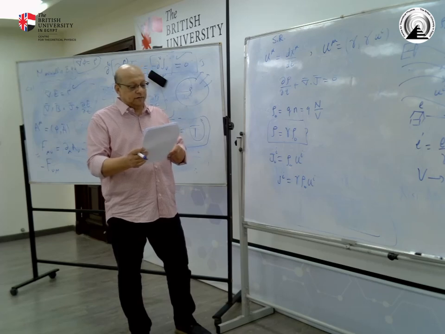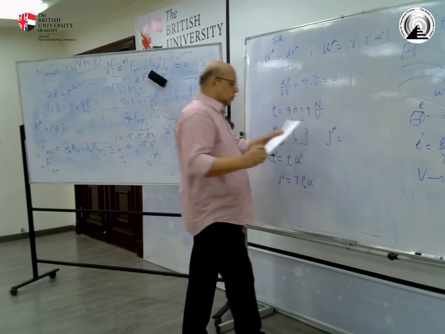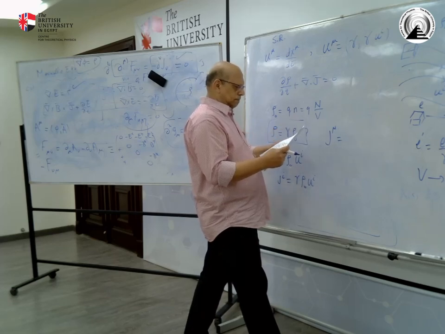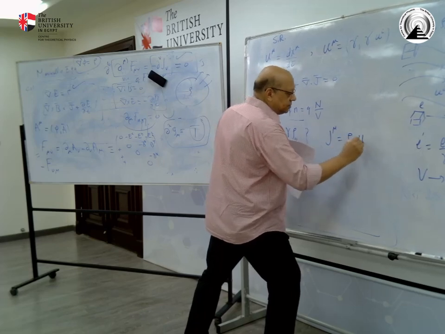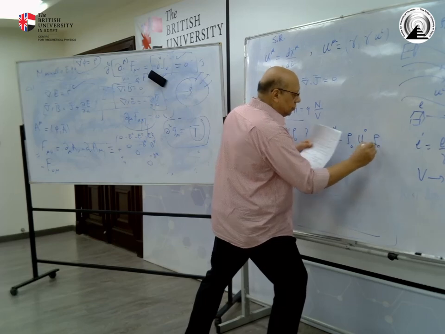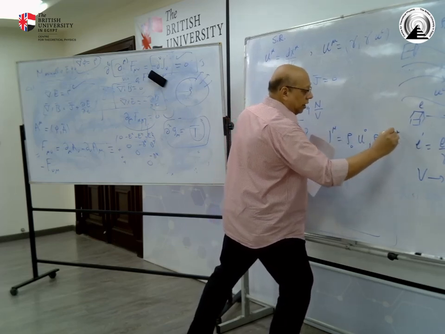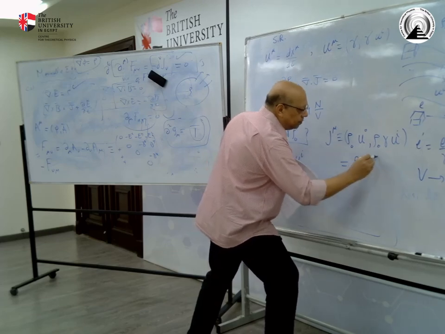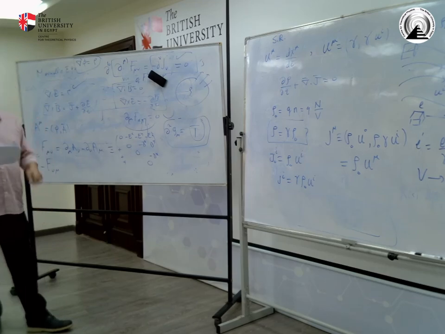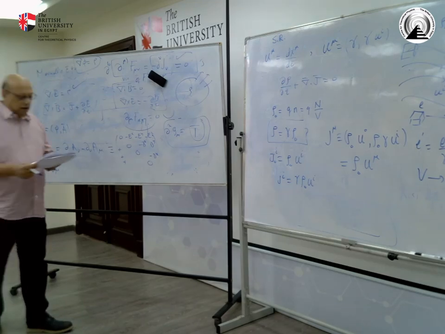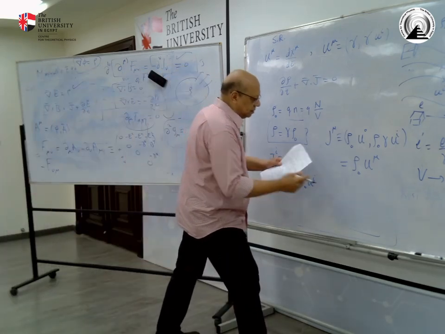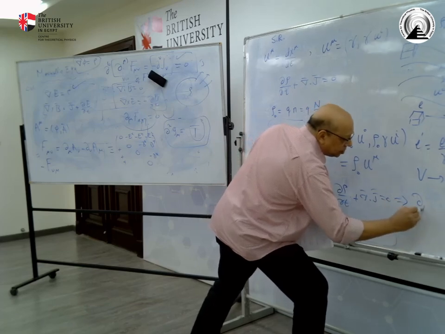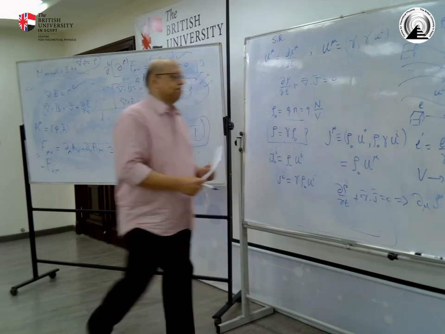And now we are going to have a 4-current J^μ, which is going to be rho 0 times u^0, which is gamma, and rho 0 times gamma u^i. This is the definition, which is really rho 0 times u^μ. So this is how we get J. And of course, we can use this to write ∂rho/∂t plus divergence of J equals 0 as ∂_μ J^μ equals 0.